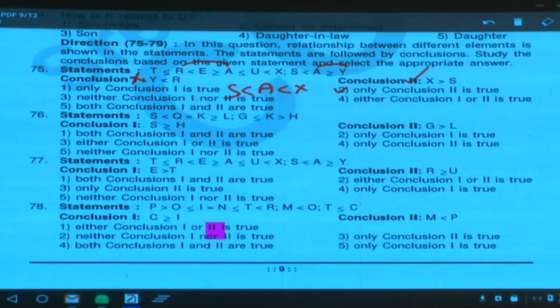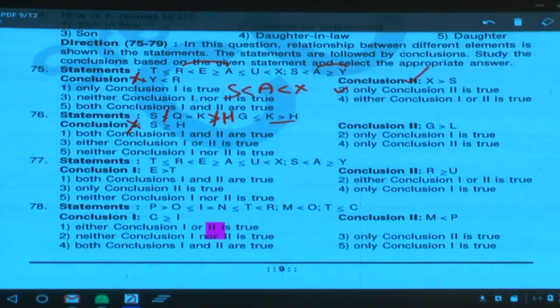Then coming to question number 76, the relation between S and H. Now, between K and H, S is here and H is here, the letter which is common between these two is K. Now between K and H, H must be like this, K greater than H. Then between S and H, there is one lesser than and one greater than, two opposite symbols, and so no relation can be drawn between these two.